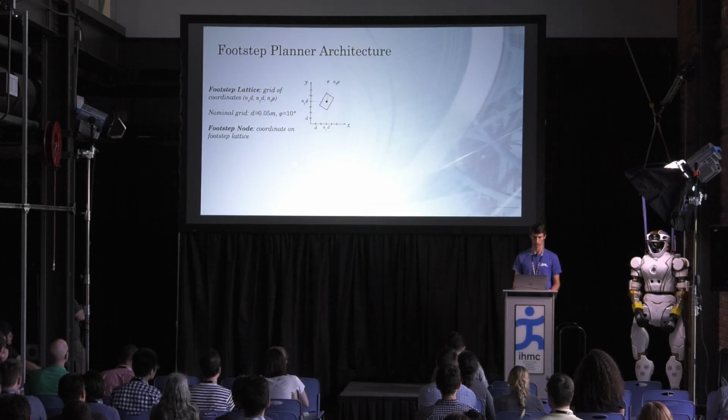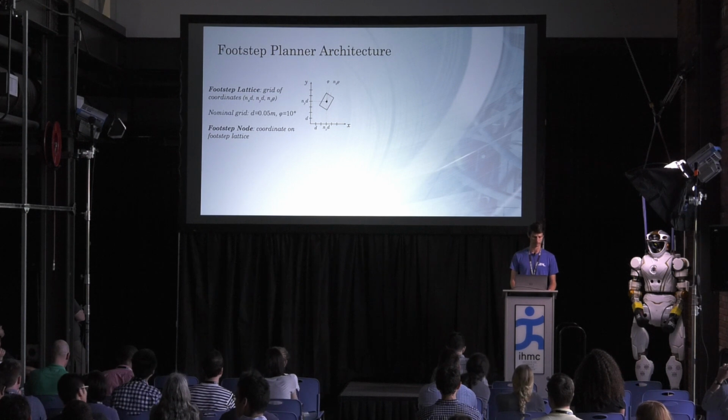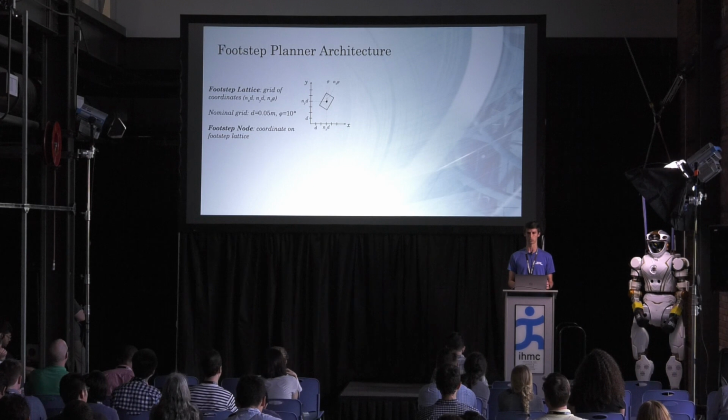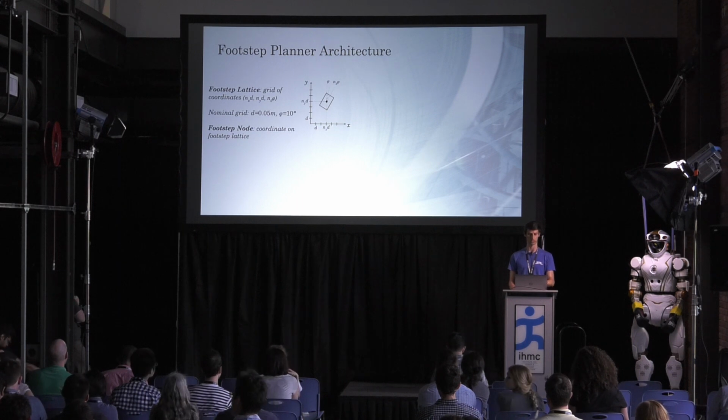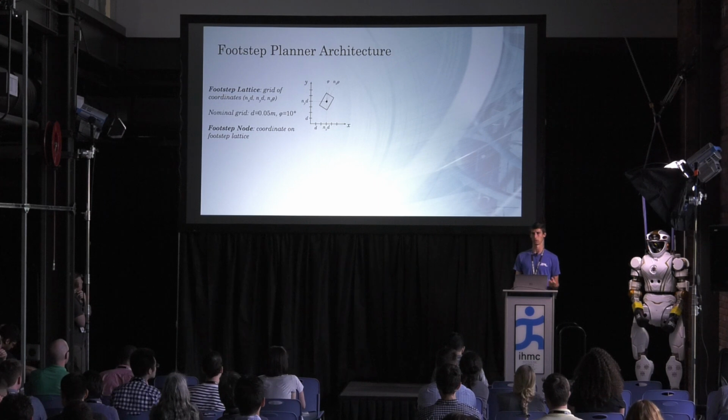What I'm going to do is start by talking about the low level planner, which is an A-star planner, and then talk about the body path planner. So some terms. What we use is a lattice-based structure for our planning, similar to a number of other groups who've done footstep planning. We have a lattice in X, Y, and yaw, and our discretization is usually about 5 centimeters for X, Y, and 10 degrees for yaw. And we consider a node on this lattice to be a potential footstep in the world frame.